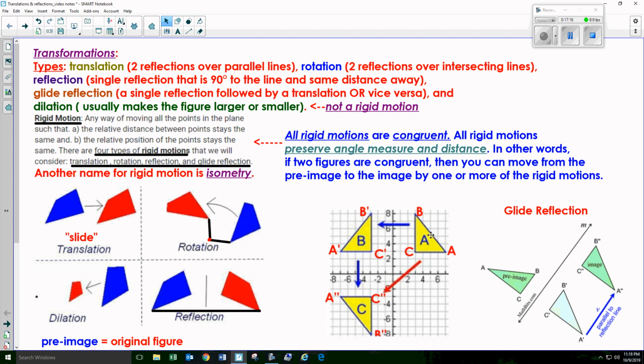Okay. So now the question is, remember we got it down to same orientation. It's either rotation or translation. Okay. That means how can I tell which is which? It's very easy to tell. On a translation, you notice the picture looks exactly the same. It's not rotated. All it is, is slid.